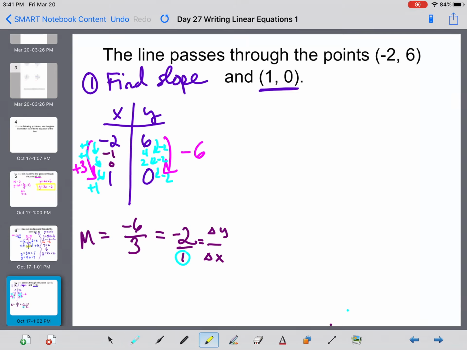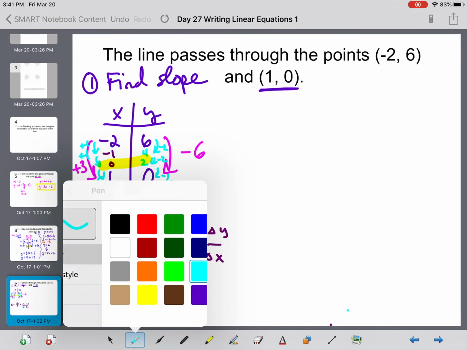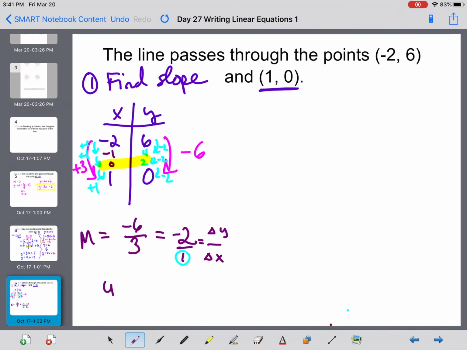And so that's one way I can break it down and help me figure out that my y-intercept is going to be a +2. And then we can put the equation together and get y equals -2x plus 2, because there's my y-intercept.